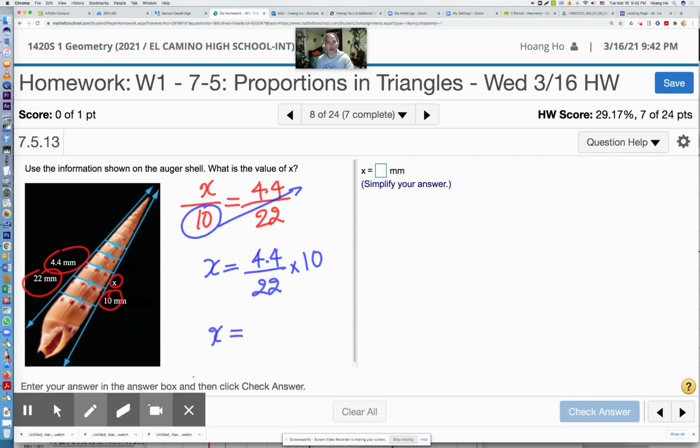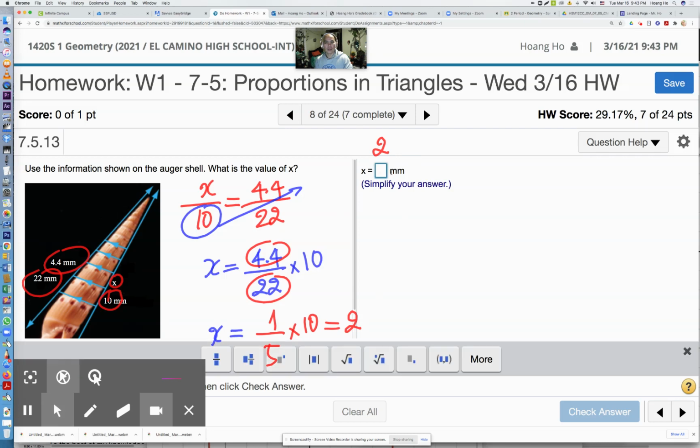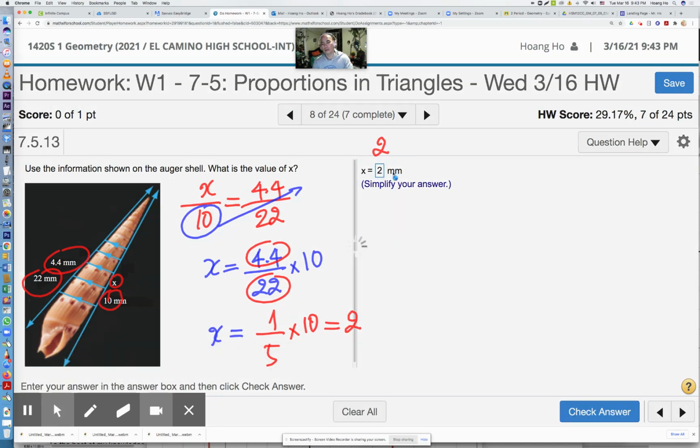So I simplify. Okay, 4.4 and 22. 22 is 5 times 4.4. Okay, 5 times 4.4. So you simplify 1 over 5 times 10. So the answer is 2. Okay, so 2 millimeters. Done.